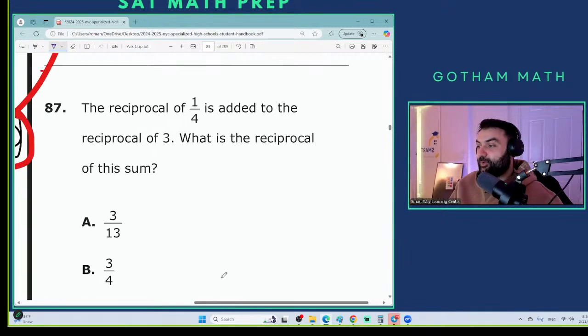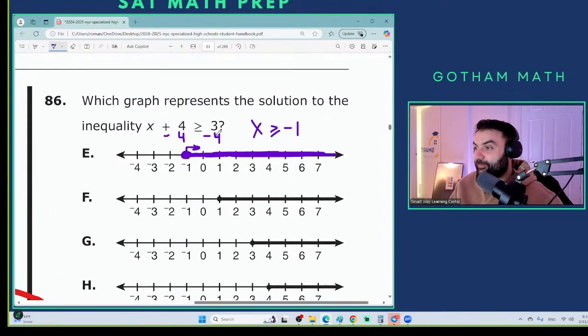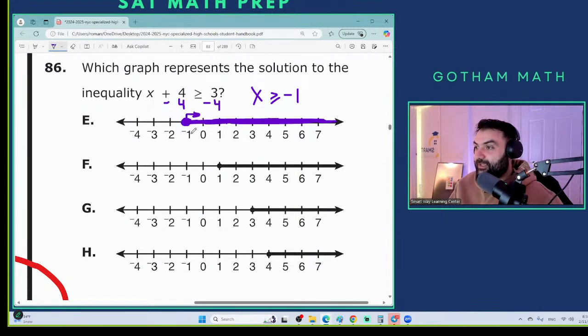That took me like 15 seconds. That's too long. It should have taken you 5 seconds. It's one step. The options are -1, 1, 3, and 4. As long as you subtract 4 on both sides and get -1, that's it. It's a 5-second question.